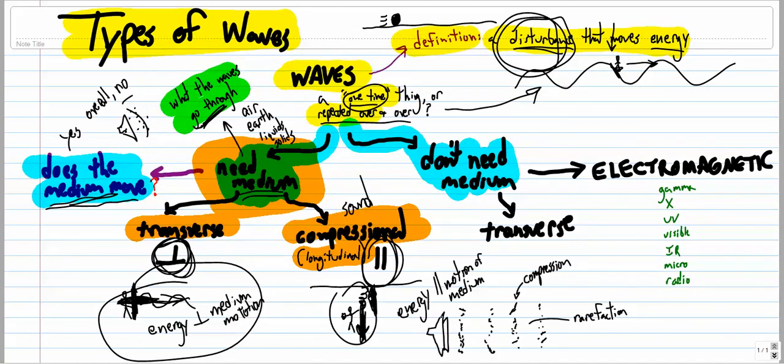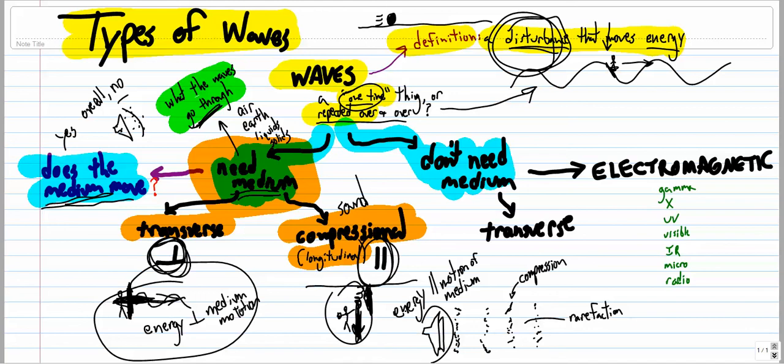So here's a speaker that I drew, and that speaker is pulsing out left and right, and as it does so, it makes these compressed areas of particles. We call those compressions, and where there's fewer particles in between the compressions, we call that a rarefaction.